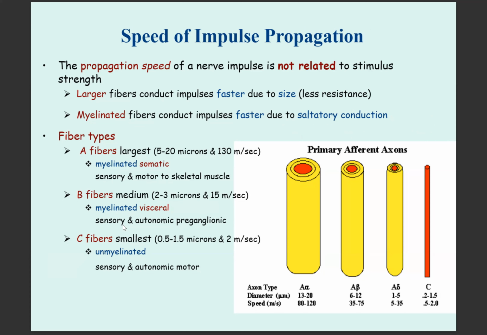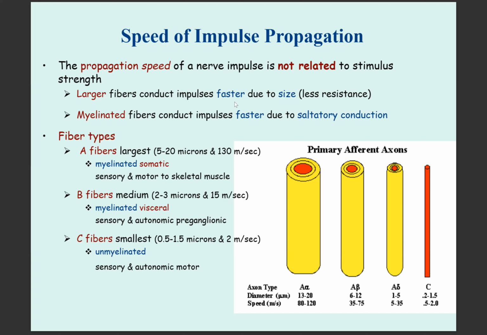One thing we have to know is that the speed of an impulse is not related to the stimulus strength. One thing we have to note is that larger fibers will conduct impulses faster due to their size. For instance, when you take a dual road, cars are able to move freely on that dual road as compared to a one-lane road.